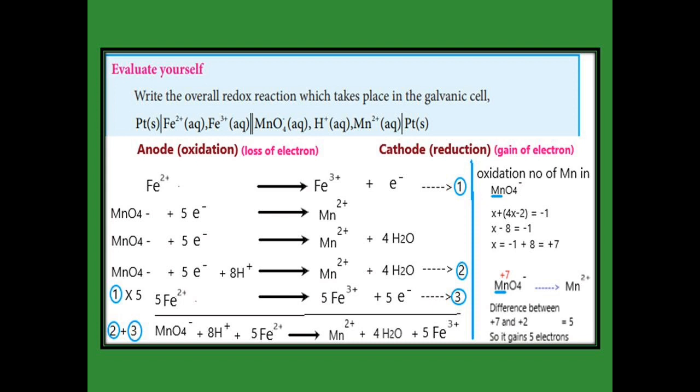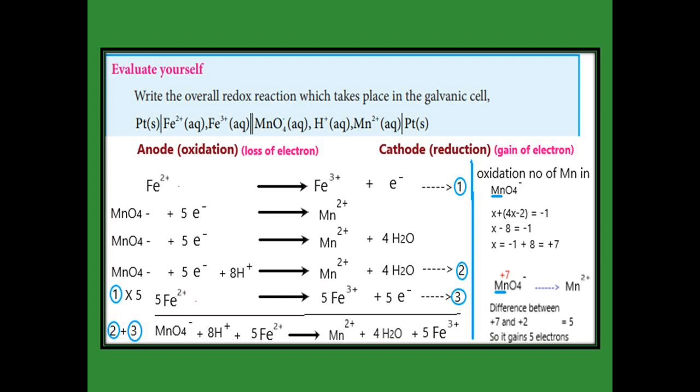In this example they are asking for the overall redox reaction. First of all, the cell notation is given, where the double vertical bar indicates that it is a salt bridge. The left hand side is the anode compartment and the right hand side is the cathode compartment. In the anode compartment the ions Fe2+ and Fe3+ are given. Anode means oxidation takes place. What is oxidation? Loss of electron. So Fe2+ loses 1 electron and becomes Fe3+.